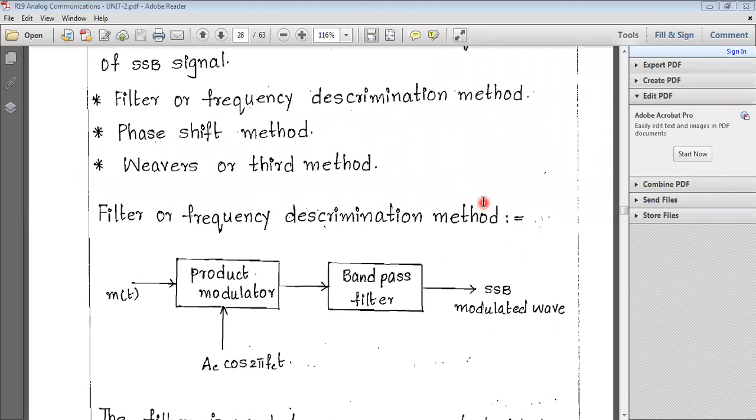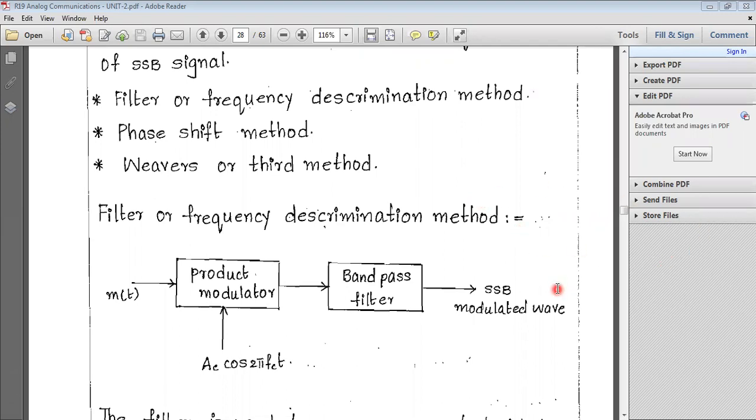Already I told you why it is called frequency discrimination method. In frequency discrimination, we generally have a product modulator. At the output of the product modulator, we have a band pass filter to generate the SSB modulated wave. At the output of the product modulator, generally we have the DSB SC signal. To generate the SSB modulated wave from that DSB SC signal, we pass it through a band pass filter, to eliminate one band, that is either upper side band or lower side band. So this is the generalized principle for the first method.